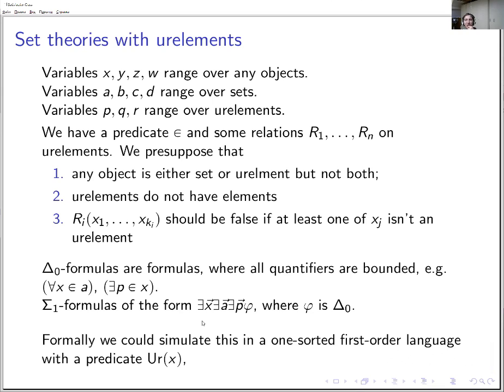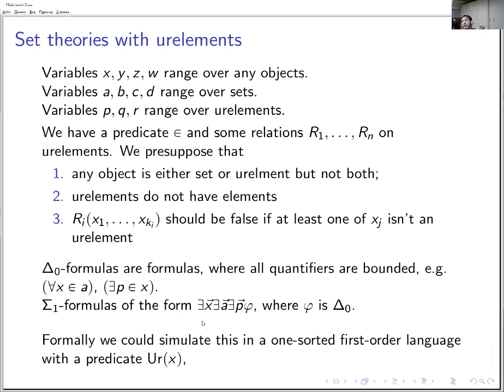So we will have this a bit unusual language, with three sorts of variables. We have variables that range over arbitrary objects, so x, y, z, w, x1, x2 and so on. Then we have variables that range over sets, and variables that range over urelements. We also assume that our signature contains, in addition to the membership predicate, some predicates that are applicable just to urelements.